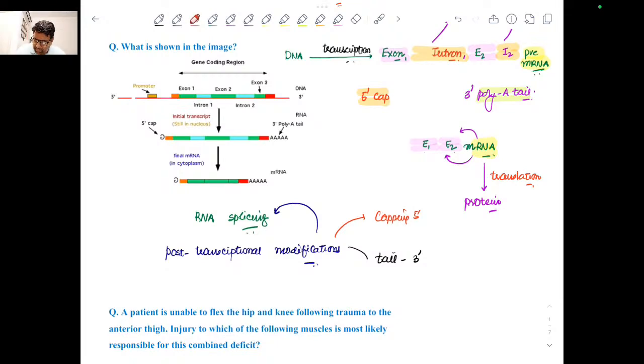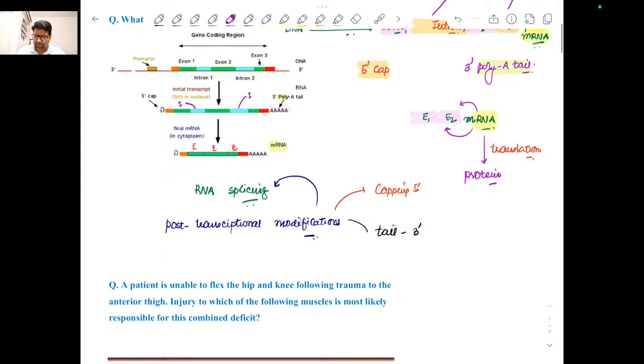Since this tail has many A bases, it is known as the poly A tail. So these are all post transcriptional modifications, and ultimately we have a mature mRNA which is then sent into the cytoplasm for the translation process. In this image, these are the introns, and they are removed, and only the exons are incorporated into the mature mRNA. So this is exon, this is exon, this is exon, and the introns are removed. This is RNA splicing, clear, one of the post transcriptional modifications.